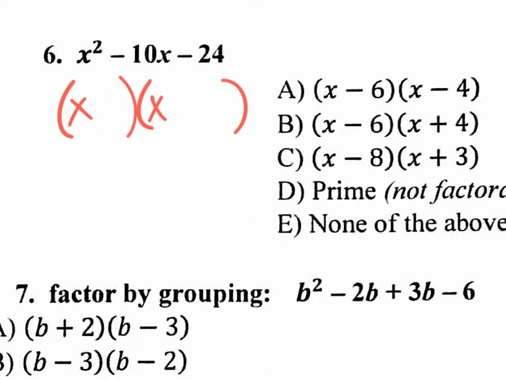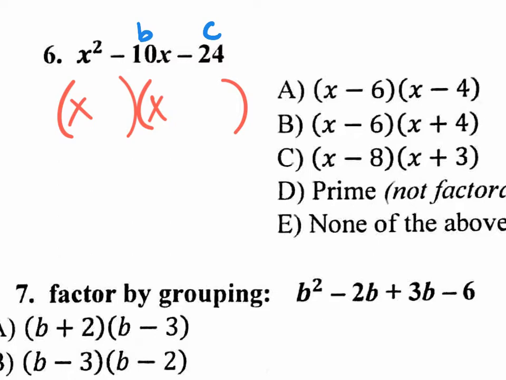All right? So now all we think is what times what is negative 24 that if I combine together is negative 10? Again, what times what is the C value that if I combine together is B? Negative 2 times 12. Okay. Negative 2 times 12.